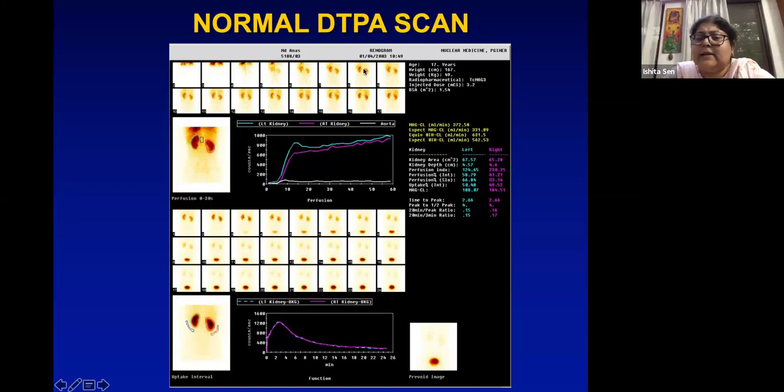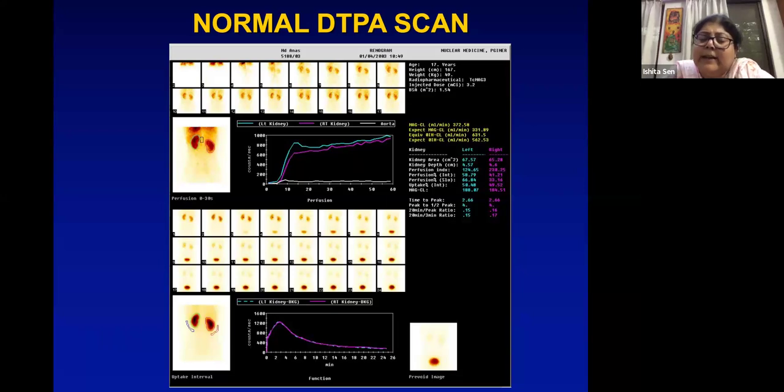And the DTPA is now traversing through the renal cortex, and there's a cortical uptake. The peak cortical uptake is at about 3 to 5 minutes, and by about 5 to 8 minutes there is excretion into the renal pelvis, and by 20 minutes at least 1/3 of whatever you have injected should have been excreted.